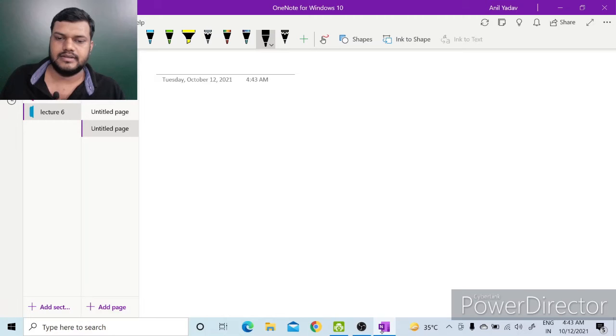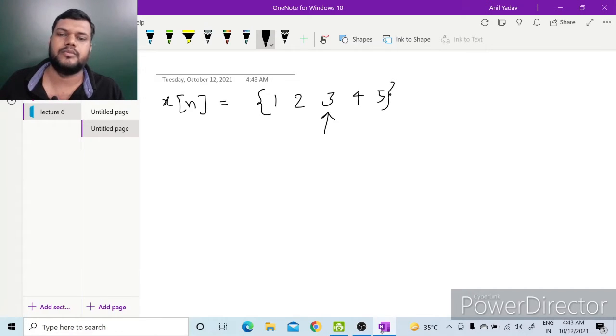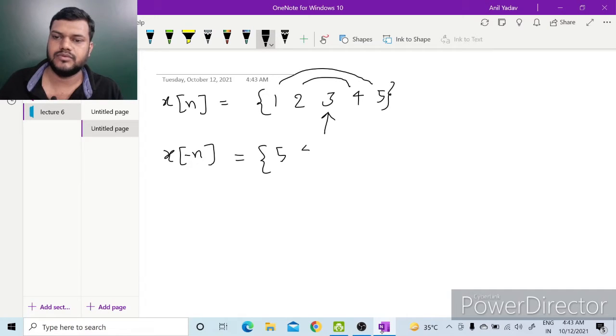Now let us take a signal x[n] which is 1, 2, 3, 4, 5 and find its even and odd part. So what will be x of minus n? We know the shortcut. We will interchange these values, so it became 5, 4, 3, 2, 1. This will be x of minus n.